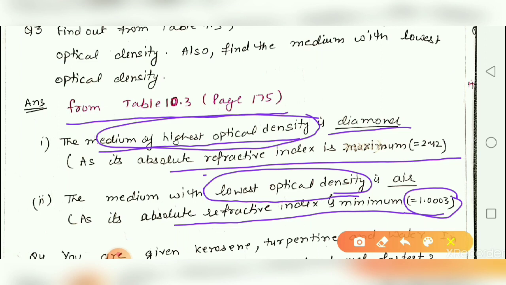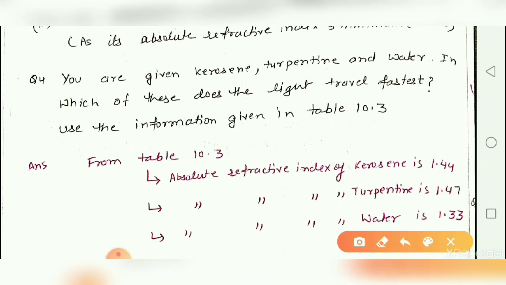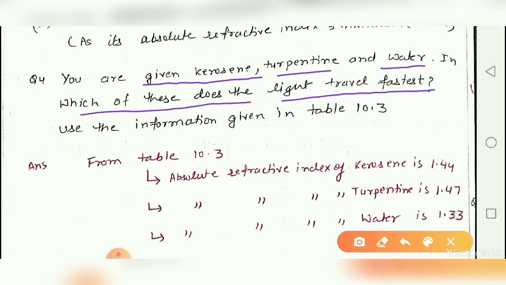Now let us do the next question. Our next question is, you are given kerosene, turpentine and water. Kerosene and turpentine are types of oil. In which of these does the light travel fastest? So we have to see the table 10.3 and tell in which it is fastest. So what will we see? Yes, we will see the absolute refractive index of kerosene, turpentine and water like this.